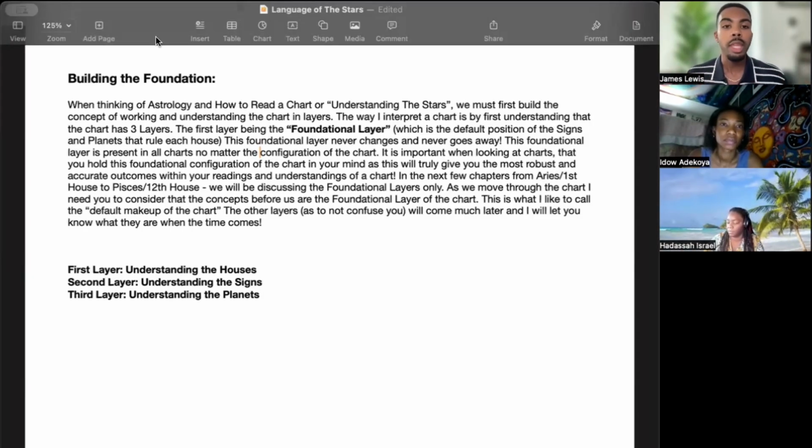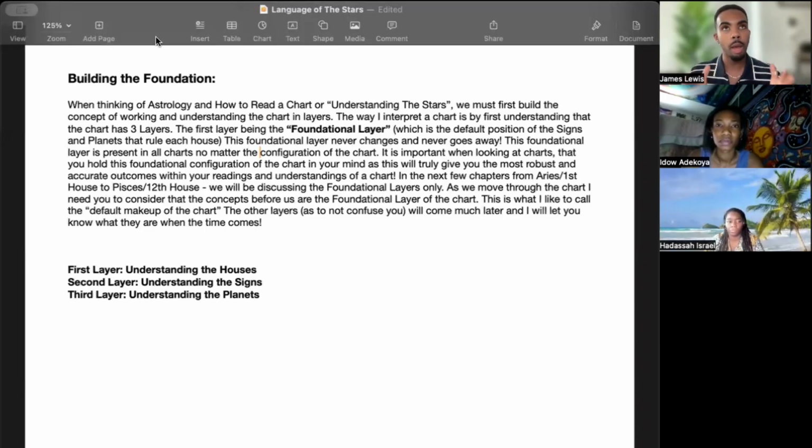Okay. So when thinking of astrology and how to read a chart, or understanding the stars, as I like to call it, we must first build the concept of working and understanding the chart in layers. The way I interpret a chart is by first understanding that the chart has three layers. The first layer being the foundational layer, which is the default position of the signs and planets that rule each house. And throughout the 12 seminars that we go through initially, or just every Zoom we have, there's going to be foundational layer 1, foundational layer 2, and we're going to go through all of those things.